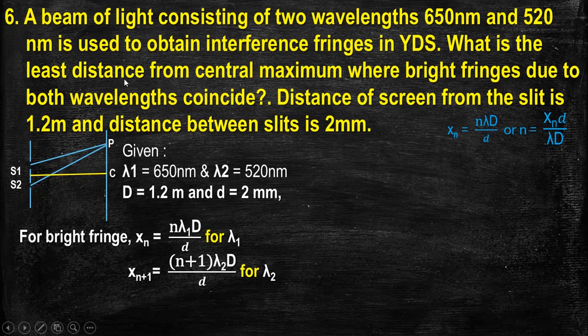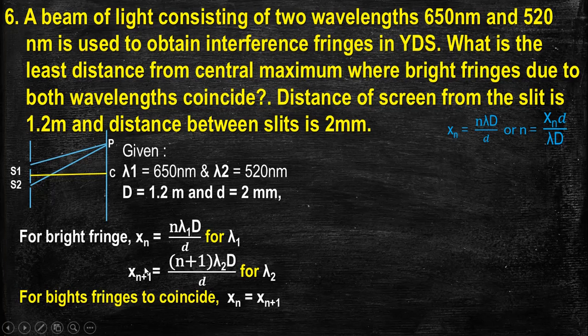Here, least distance means: when 650 light is used, some bright fringe forms. When 520 is used, what happens to the n value? It increases. The lambda value decreased, so the n value increases. For least distance, n will increase by the least value. What is the least value in integer? 1. So you have to write it as n plus 1. In place of n, you have to write n plus 1, into lambda 2 D upon small d.